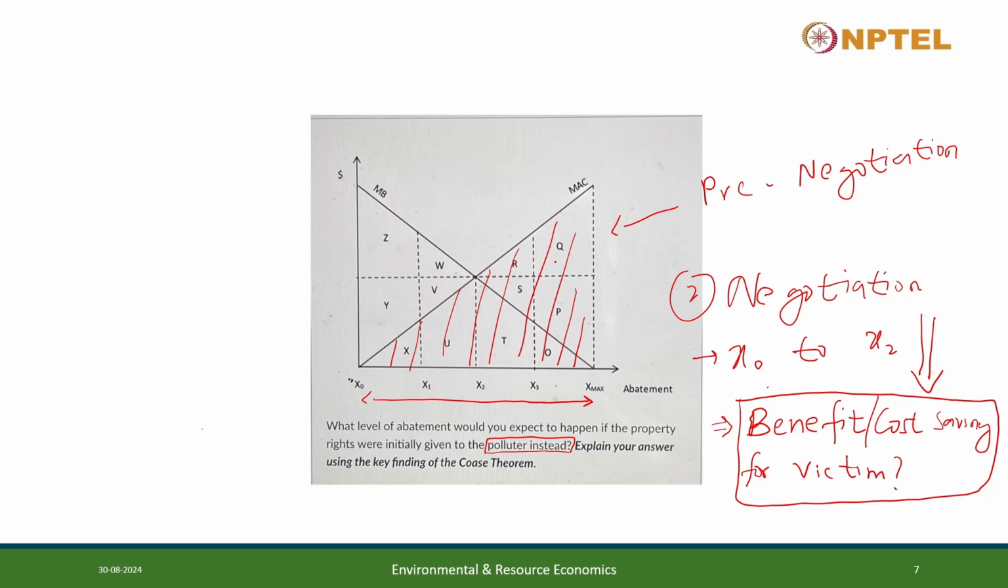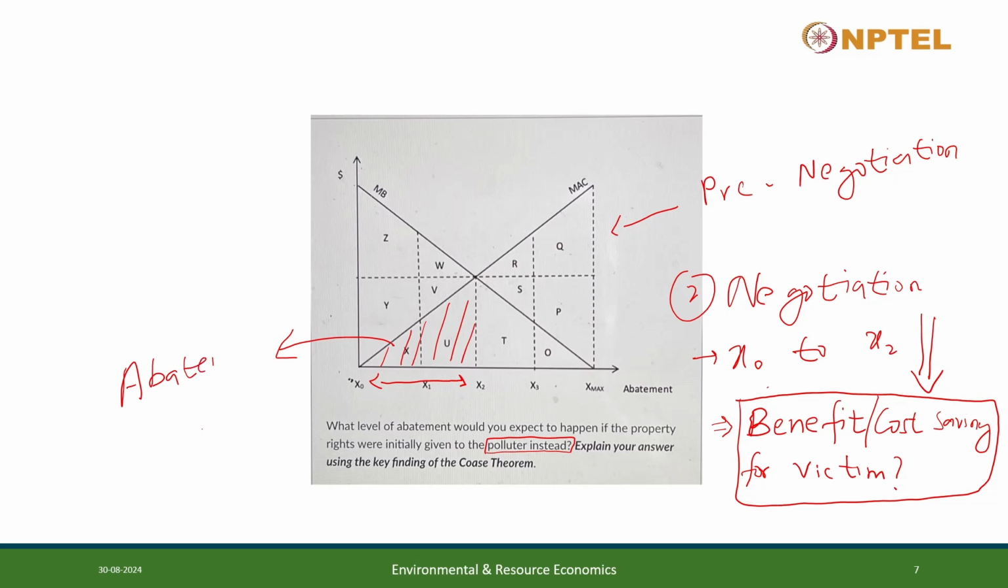However, when I have certain negotiation, then production will only be till this point. Okay. Post negotiation, production will be till x2, right? So this much level of abatement is needed. What? Abatement cost. Am I right? This is the abatement cost.